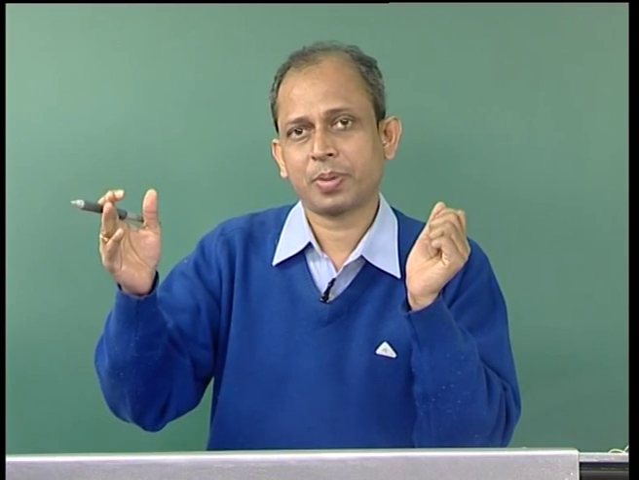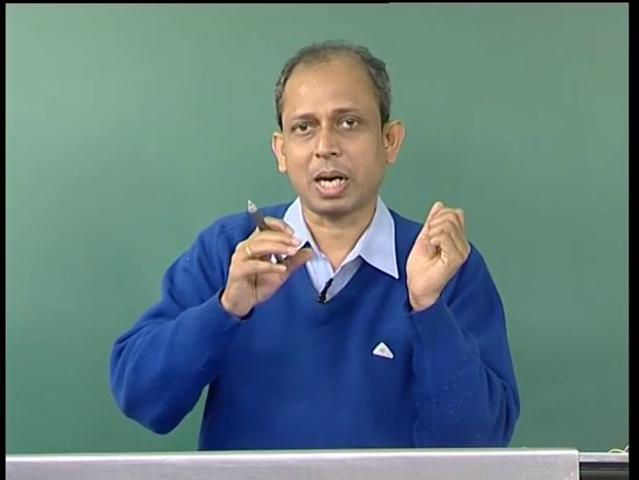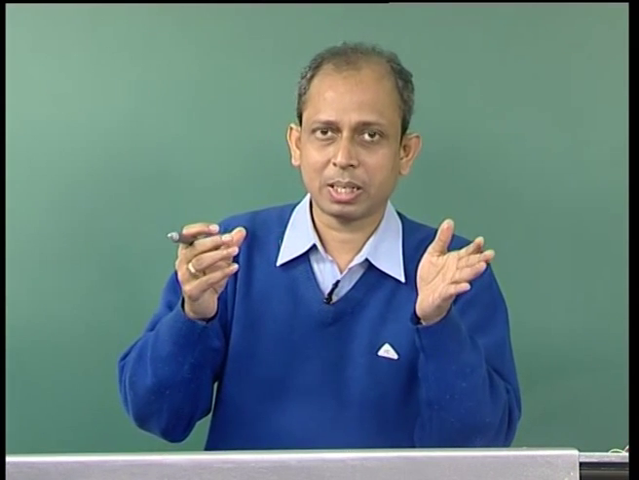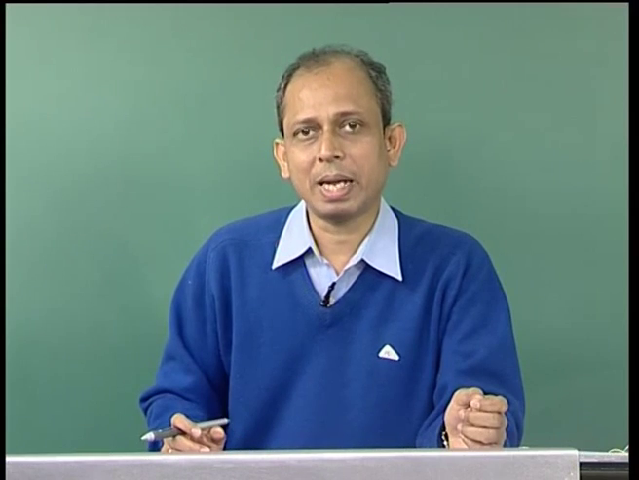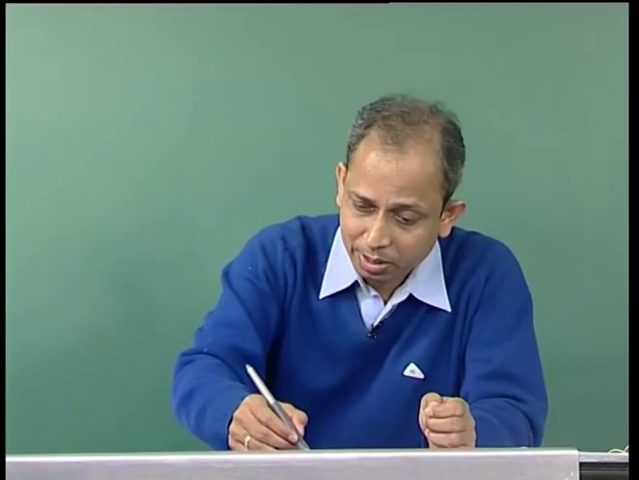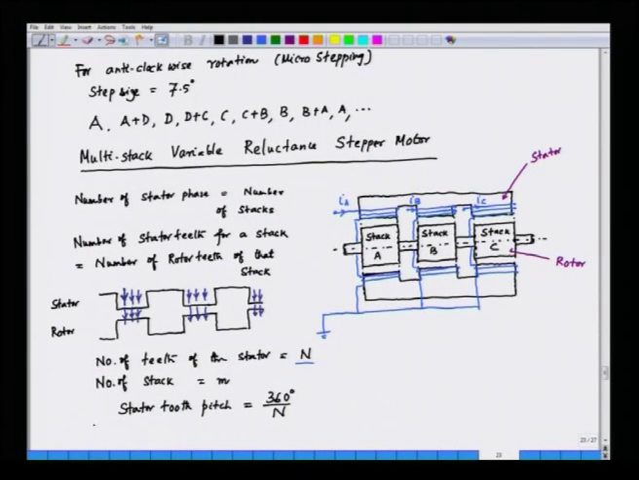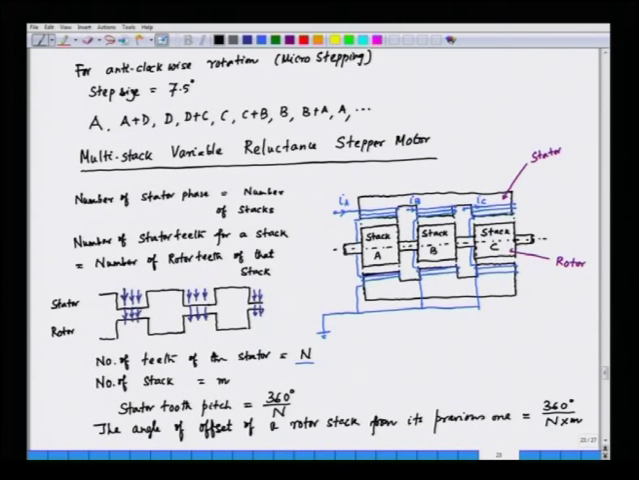And if you have M stacks, the next stack is offset from the previous stack. The next stack of the rotor is offset from the previous stack of the rotor by an angle 360 by N by M. So, the angle of offset of a rotor stack from its previous one is equal to 360 divided by N into M. So, that is how the stacks are offset.